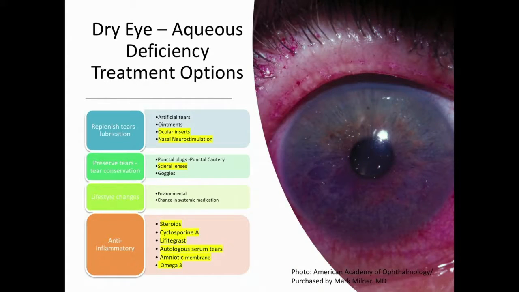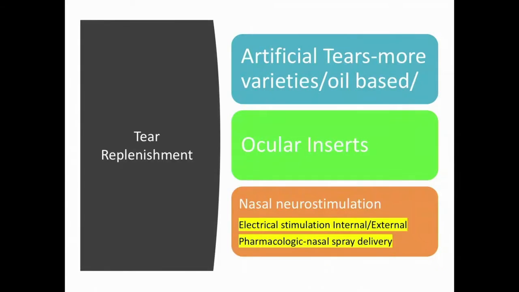When we move on to aqueous deficiency treatment options, you can replenish tears and you can use anti-inflammatory mediators. What you really want to do is decrease the inflammation and replenish tears. Looking at tear replenishment, what's old is new again. With artificial tears, there are more varieties, and there are some oil-based ones. Ocular inserts are making a comeback.